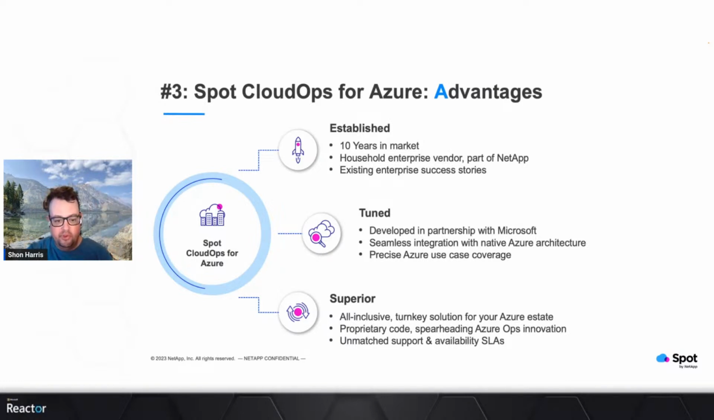Our approach is turnkey for your Azure operations, which means you can just plug us in, start going, and begin optimizing your workloads right away. Our code is proprietary, which means because we work directly with Microsoft and we use this proprietary code, we have unique insight into how to automate the optimization of your workloads. And we have an unmatched support and availability SLA. So that's the three advantages of why you would want to look at a tool like Spot.